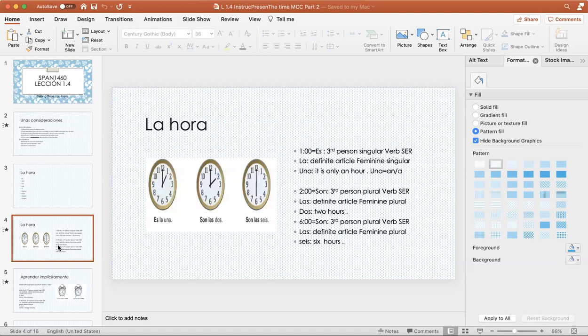Okay, so let's go ahead and let's go through every particular example for telling the time, and then we're going to go over how we tell a schedule, okay?